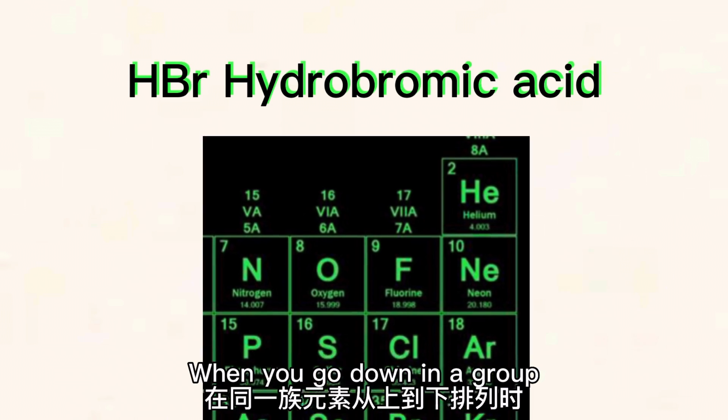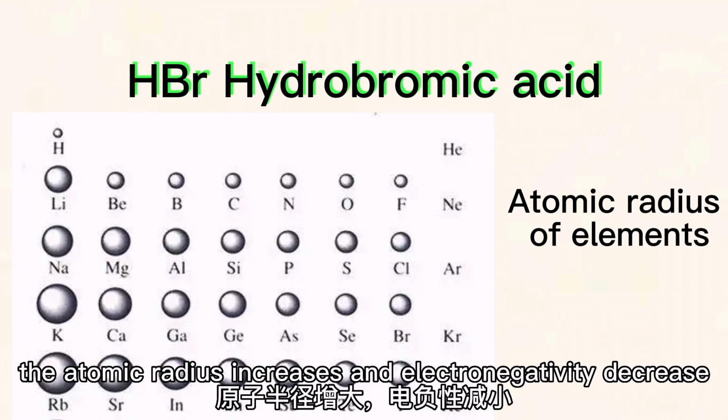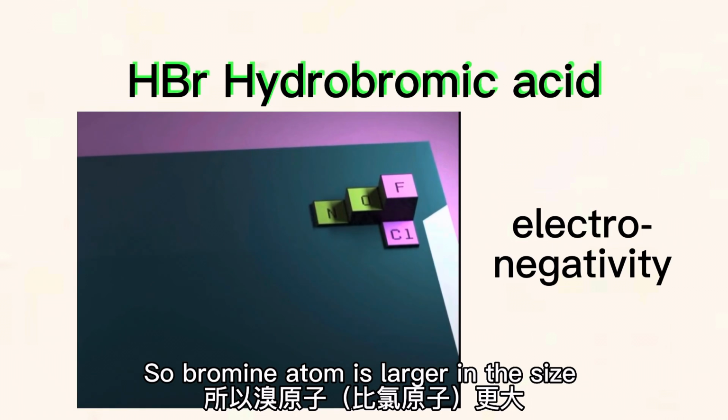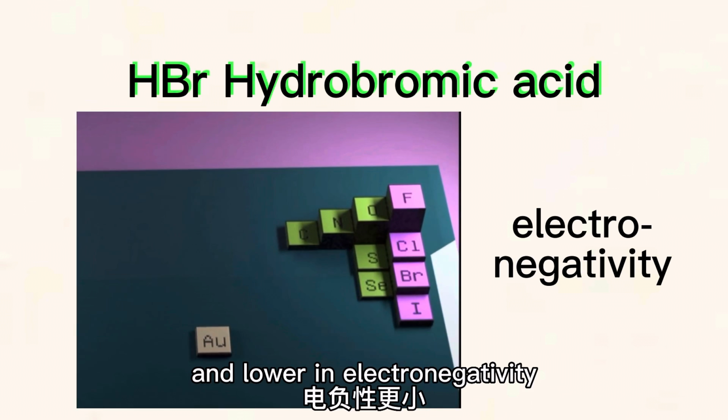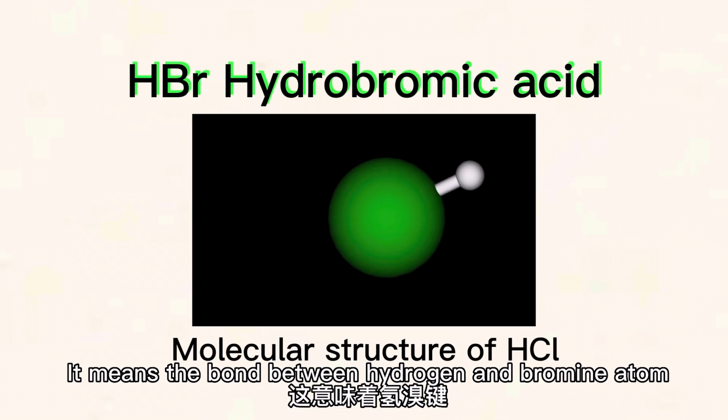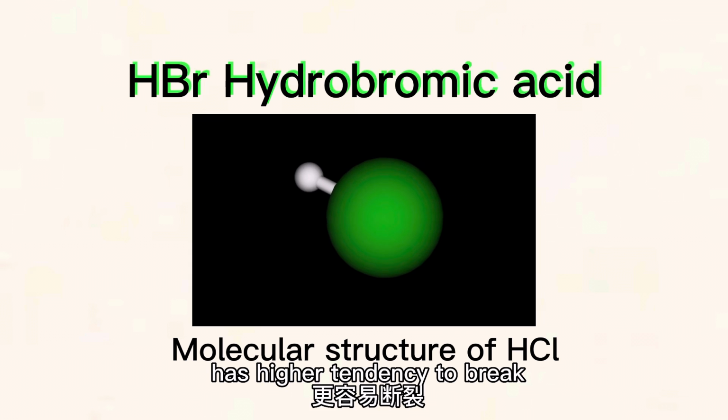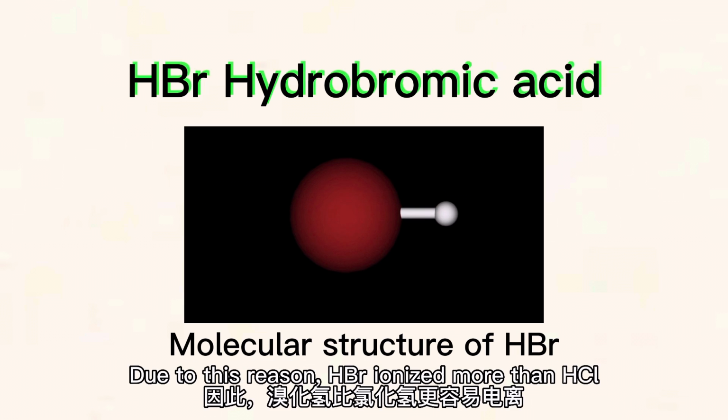When you go down in a group, the atomic radius increases and electronegativity decreases. So the bromine atom is larger in size and lower in electronegativity. It means the bond between bromine and hydrogen atom has a higher tendency to break. Due to this reason, HBr ionizes more than HCl.